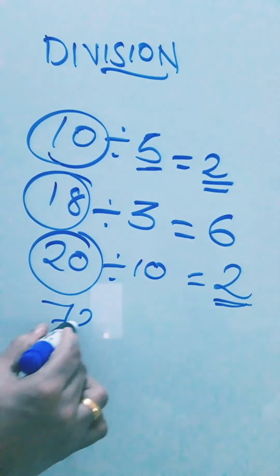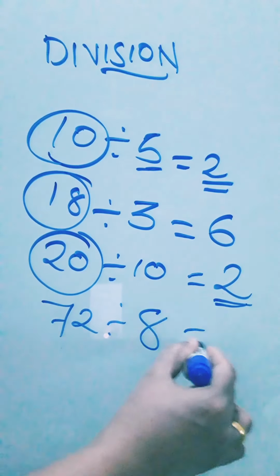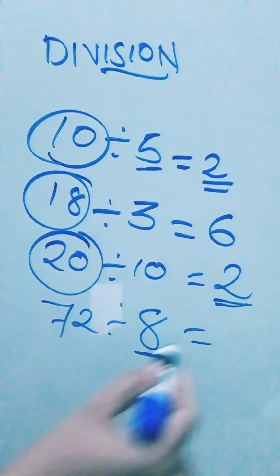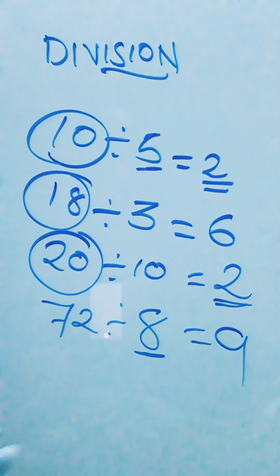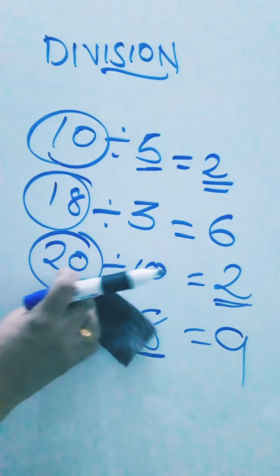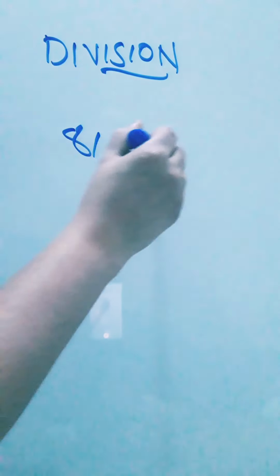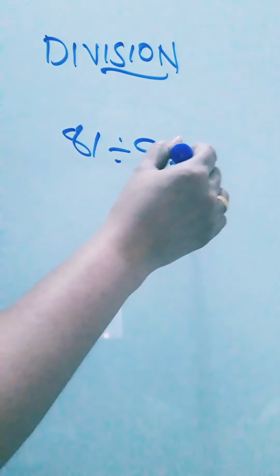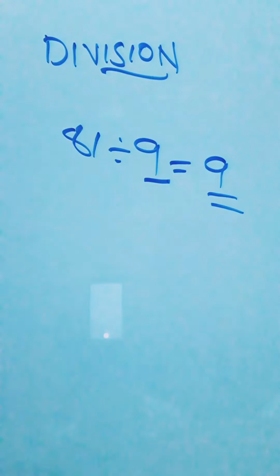Next, 72 divided by 8. You should know 8's table very well. 8 9's are 72, so the quotient is 9. Now let's see some other examples also. 81 divided by 9. When you remember 9's table, 9 9's are 81. So here the quotient is 9.